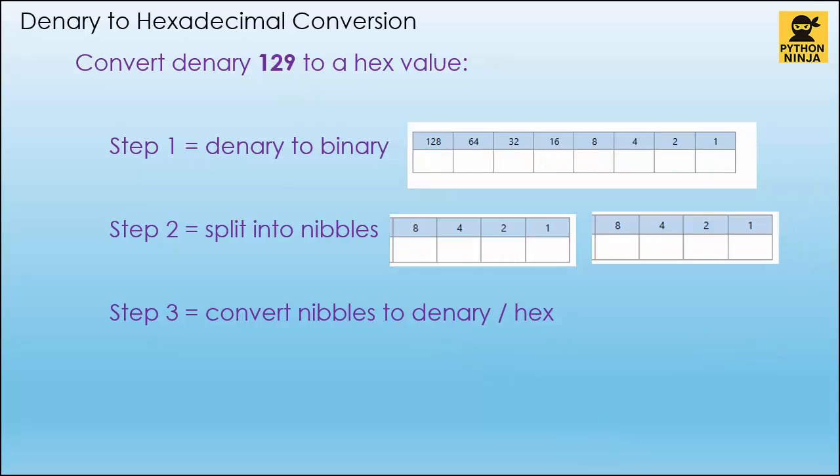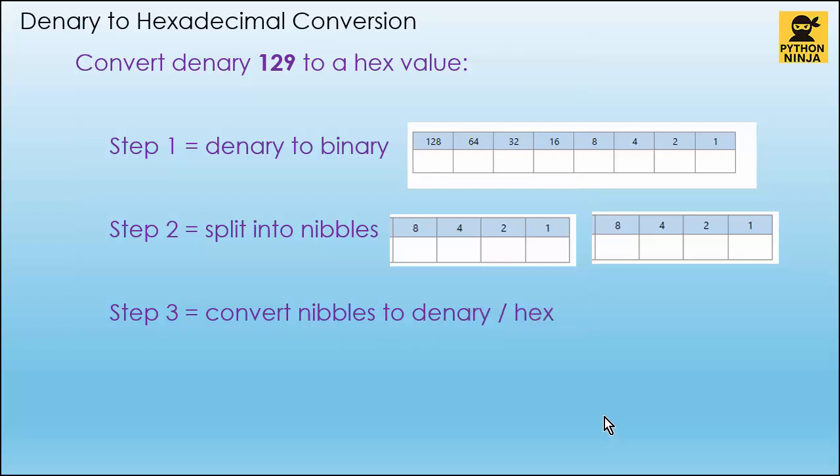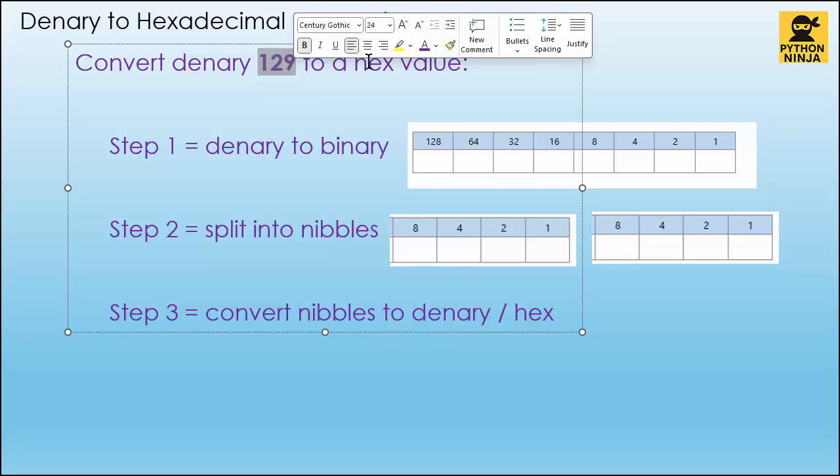So easy, in fact, we should do another one. So now we are looking at the denary value 129, and we need to convert that into a hex value using this simple 3-step process. So step 1, denary to binary. Step 2, split the binary number into nibbles. Step 3, convert those nibbles back into denary and therefore hex. So let's convert denary 129 into a binary number.